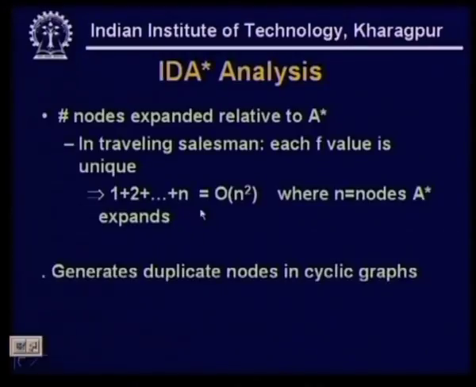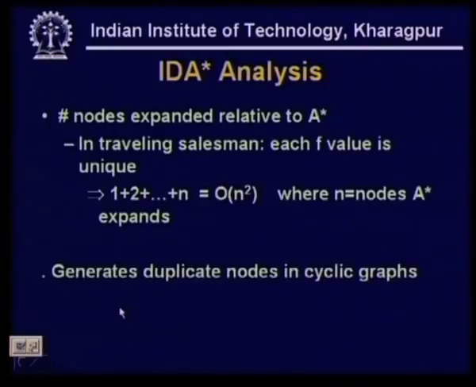So, we see that IDA star can expand at most a quadratic number of nodes compared to A star. However, in other situations like 8 puzzle, IDA star would expand only a constant factor more nodes than A star would expand. Also, we see that because in IDA star we are using basically a depth first search, we cannot avoid repeated node expansion. So, IDA star does expand duplicate nodes in cyclic graphs.